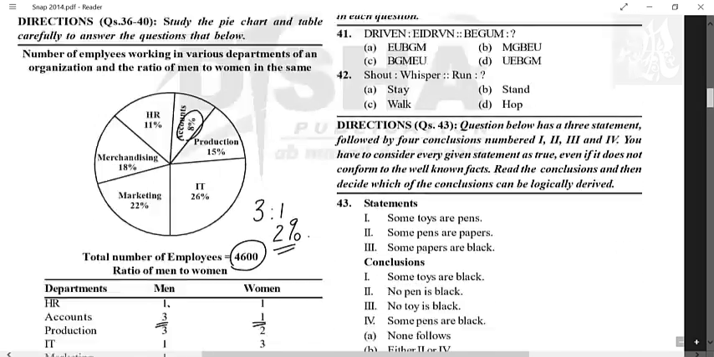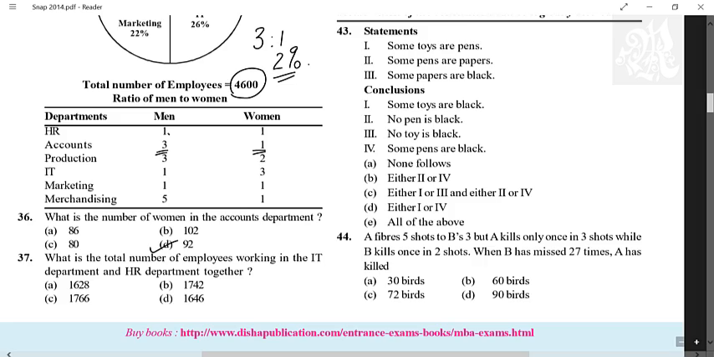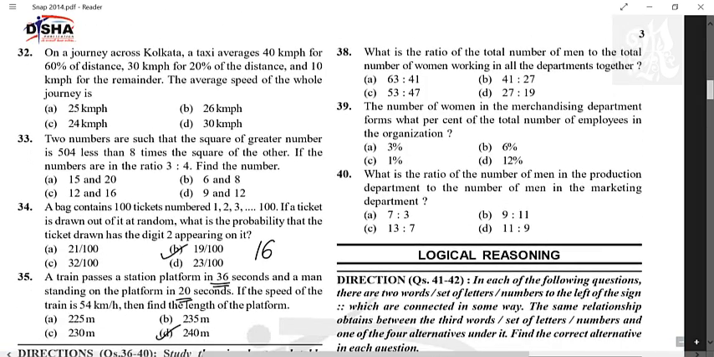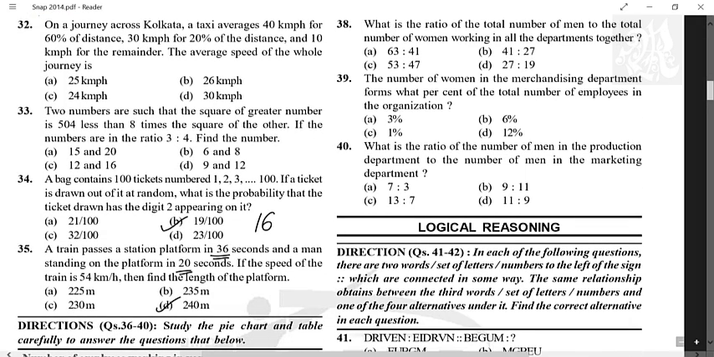Next, look at what is the total number. Now I try to avoid these kind of questions at the start. I can do that later because it's a little calculation. Again, 38th I'll avoid. 39th, let's say, number of women in merchandise form what percent of total number.